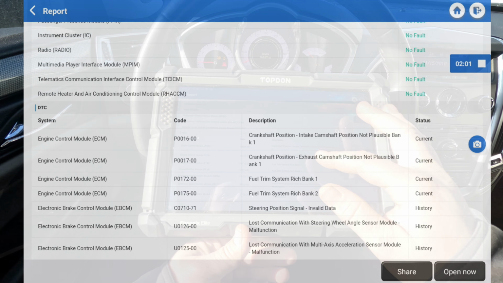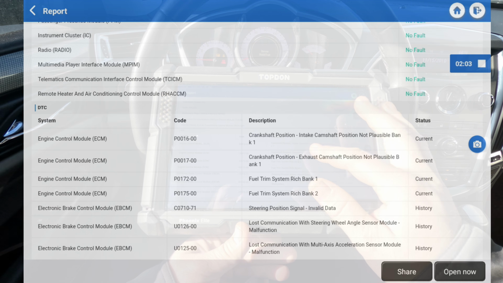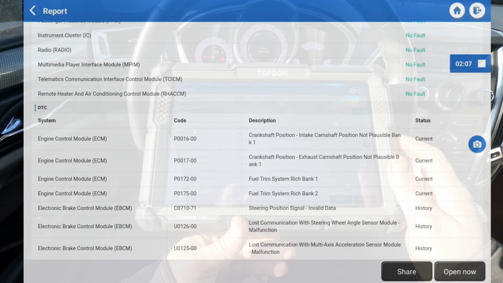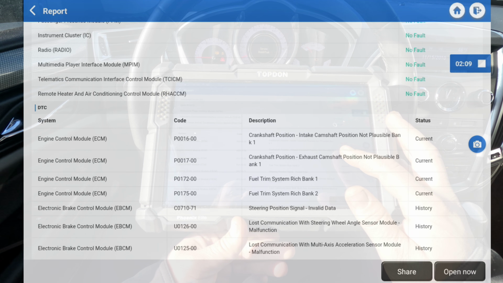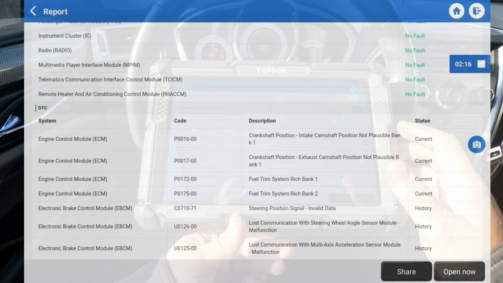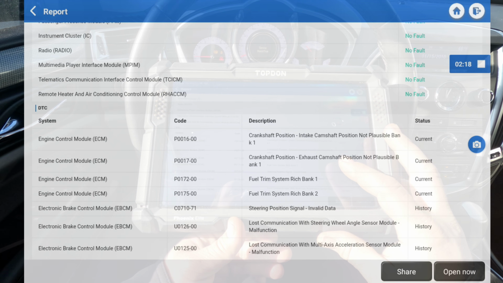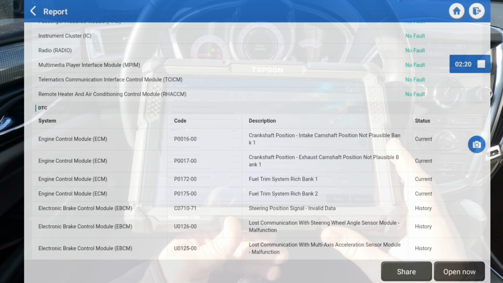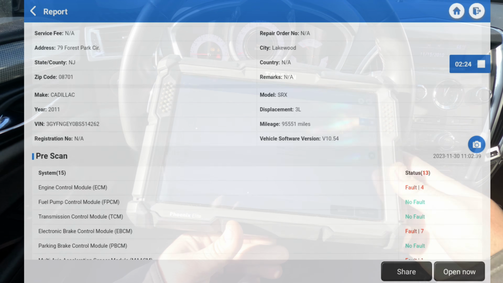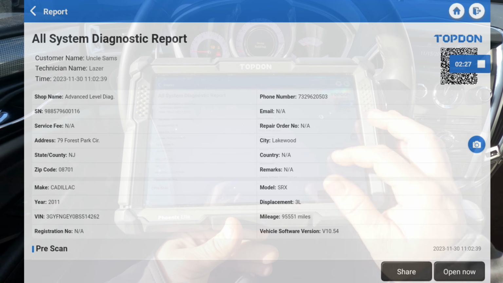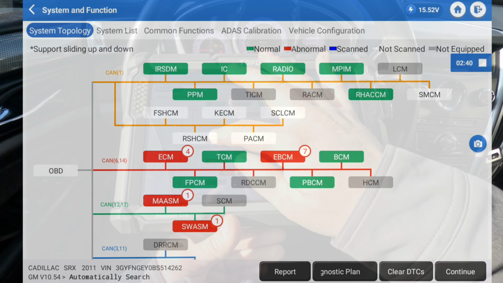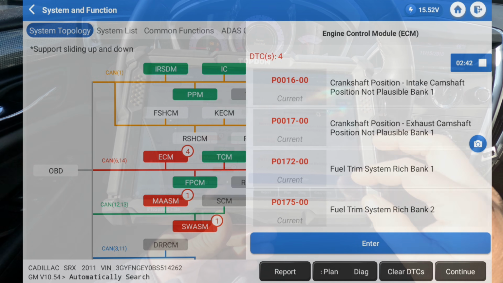Okay. We got camshaft position, intake camshaft position, not plausible, bank 1, and not plausible, bank 1, exhaust. So it seems like bank 1 seems off, and the system's running rich on both banks, which would actually happen because of a timing issue. So let's just save this. Okay, let's go into the ECM.